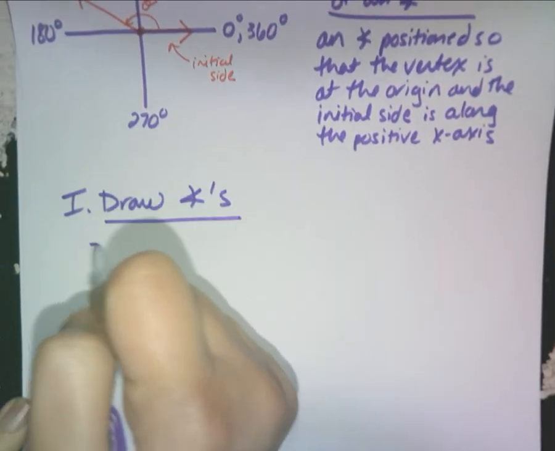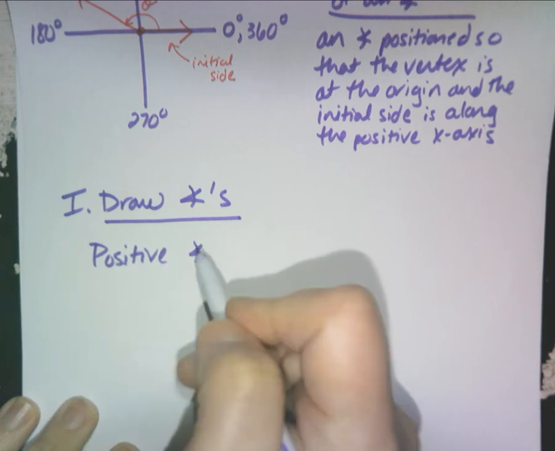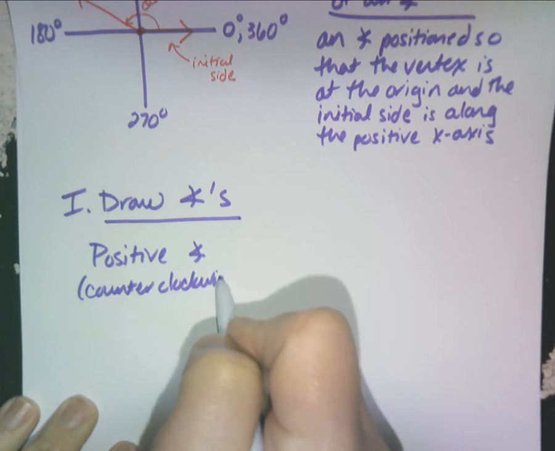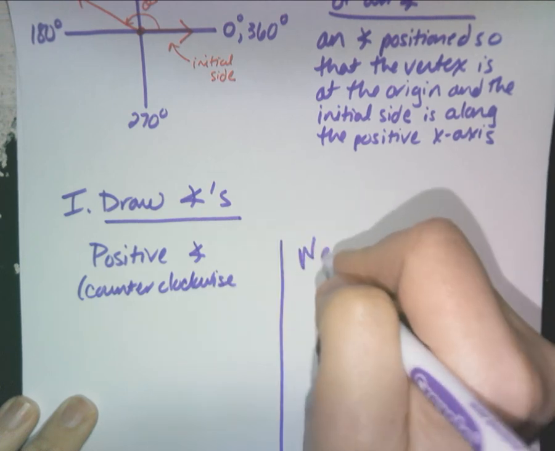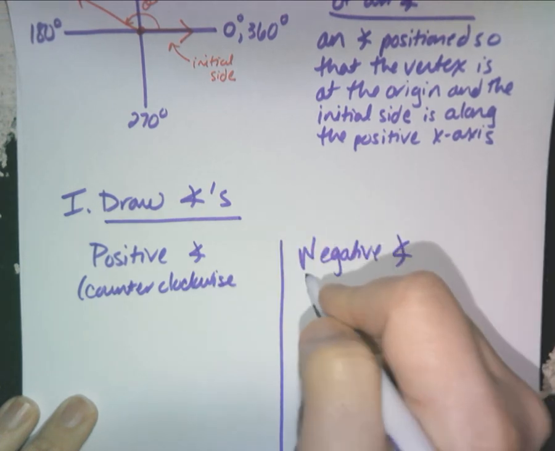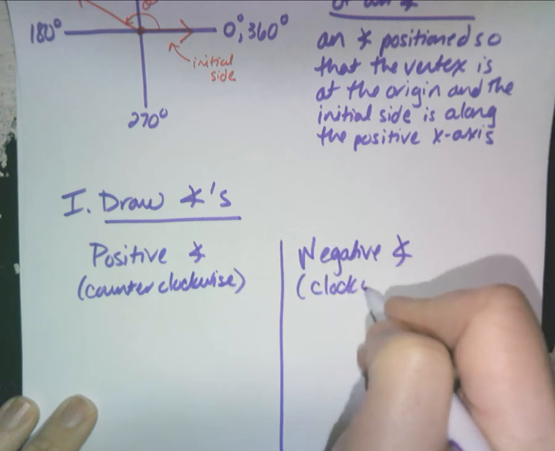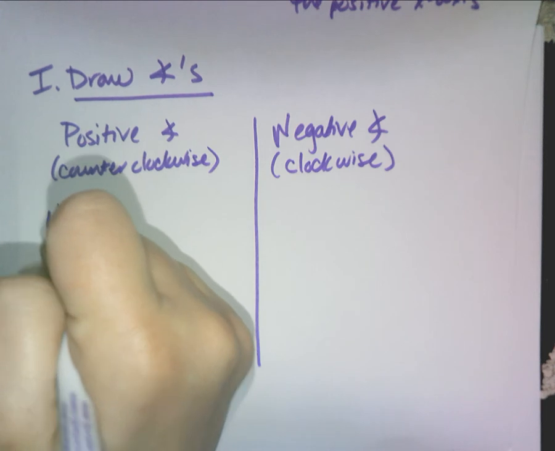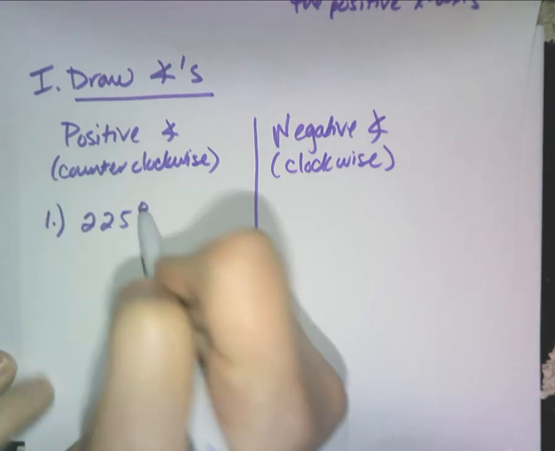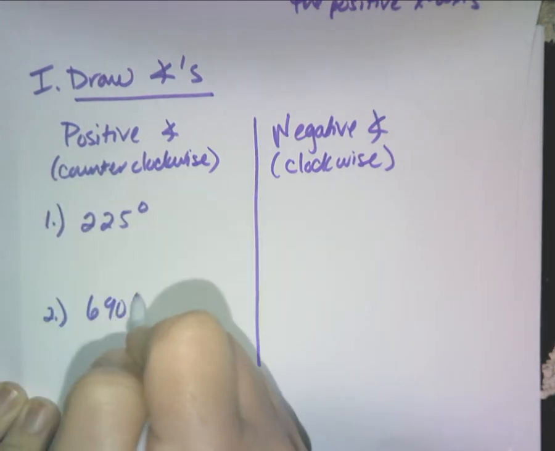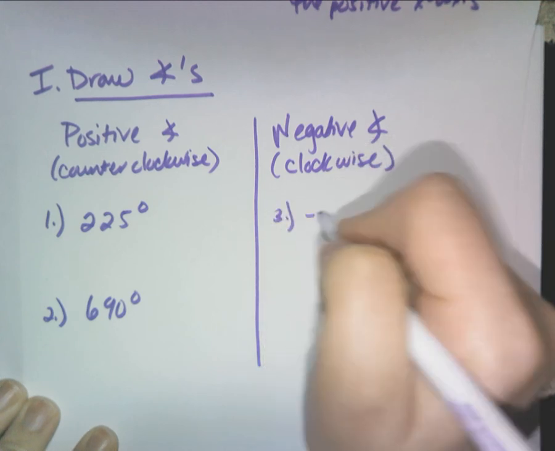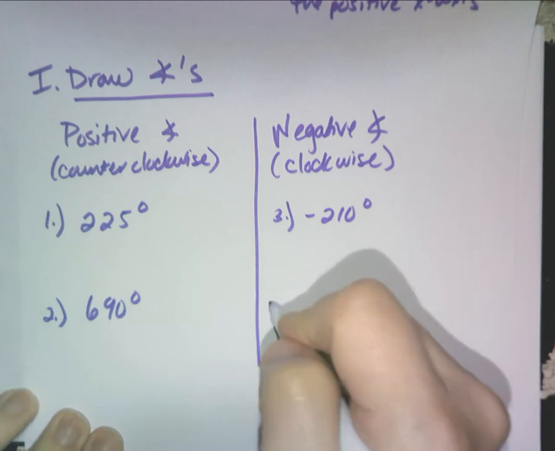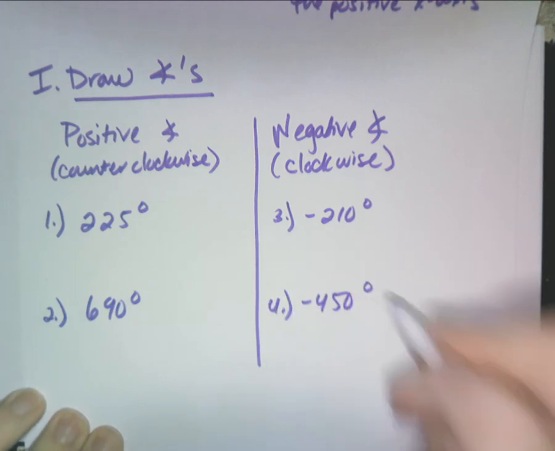And I want you to remember, if you are a positive angle, you go counterclockwise. But if you are a negative angle, you go clockwise. So let me give you 2 examples here. Let's do 225 degrees. Let's do 690 degrees. And then we'll do one over here, actually. We'll do negative 210 degrees. Actually, do a 4th one. Negative 450.